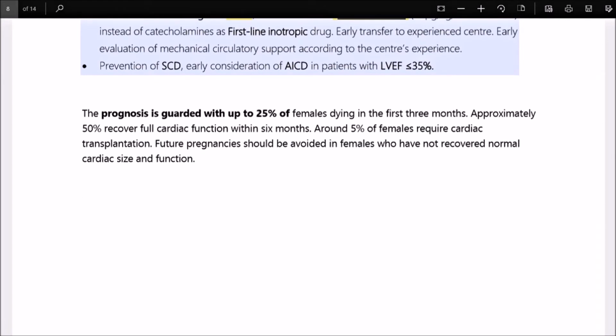The prognosis is guarded, with up to 25% of females dying in the first 3 months. Approximately 50% recover full cardiac function within 6 months.